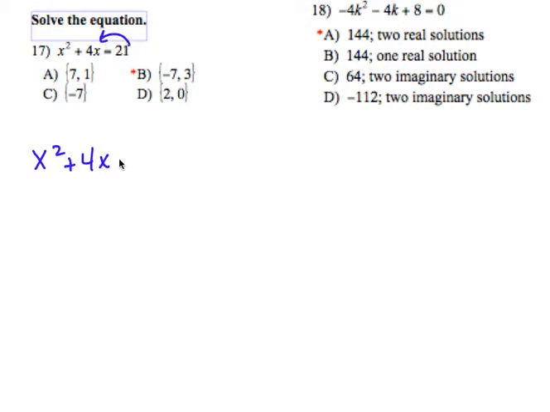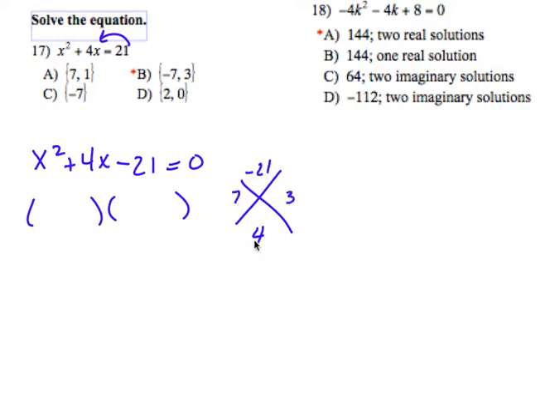You just have to remember to set it equal to 0. So that would give you two numbers that multiply to give you negative 21, but when you add them, they give you a positive 4. So you want the 7 to be positive, the 3 to be negative. So that's x plus 7, x minus 3. You got to remember to set them both equal to 0.